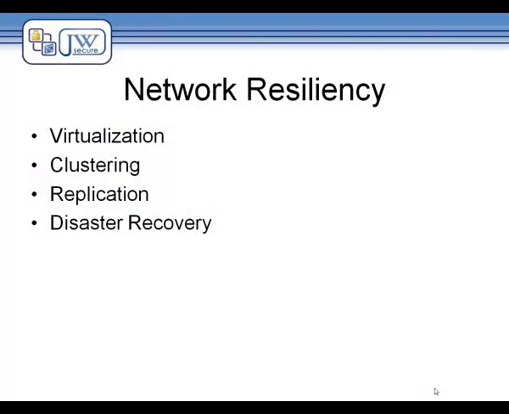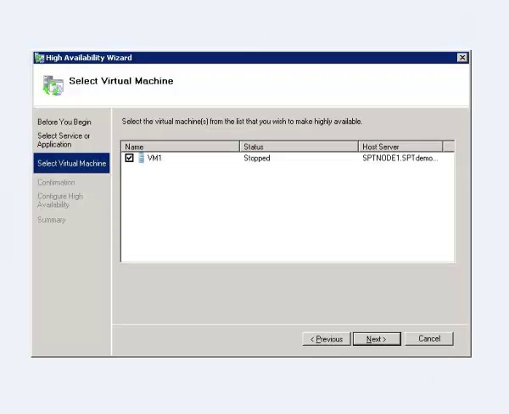The goal of the fourth pillar, network resiliency, is to allow for seamless failover. That is, for business operations to continue even during a network outage. Two example technologies which provide network resiliency are virtualization and clustering. Here you can see that this virtual machine will be hosted by a high availability cluster. If one of the Hyper-V servers in the cluster fails, the guest machine will continue to run on one of the other servers in the cluster.